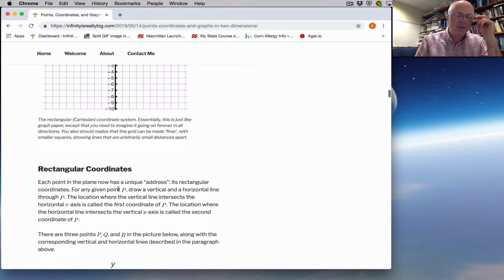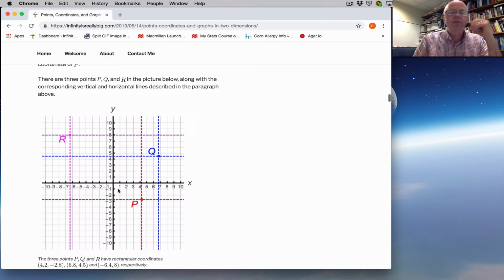And how do you define what those are? Here's one way. This visual shows you one way. Take the point P, for example. If you draw this vertical line through P and this horizontal line through P, the intersection of those lines with the horizontal and vertical axis give you the first and second coordinates of P.